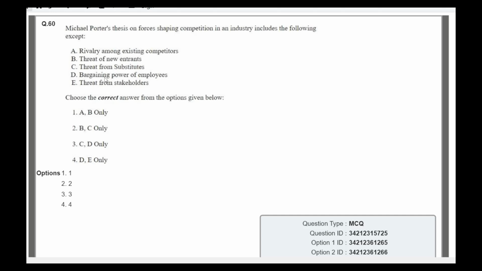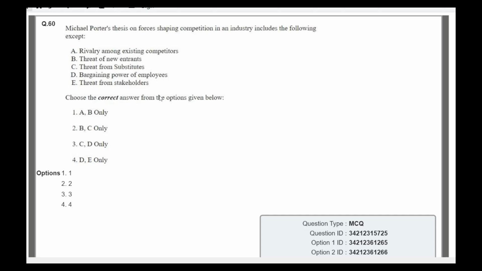Why D and E? Because bargaining power of the employees has nothing to do with competition of the industry. And the second one is threat from stakeholders. You can't have a threat from stakeholders. For example, if someone has some kind of stake in your company, they will be your well wisher, not your enemy or competitor. So these two options cannot be the answer for me. That's how I guessed this question in the examination hall. And you can do the same thing.